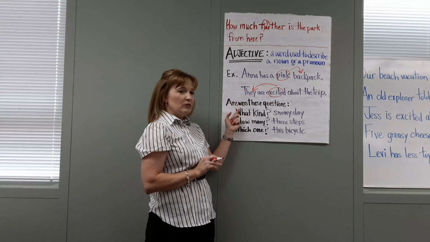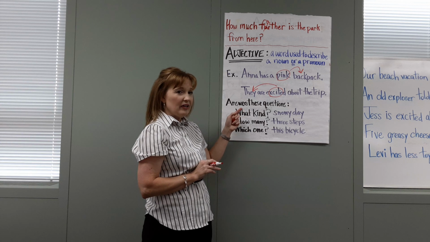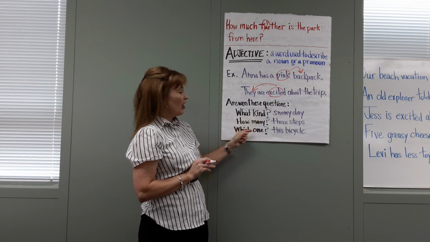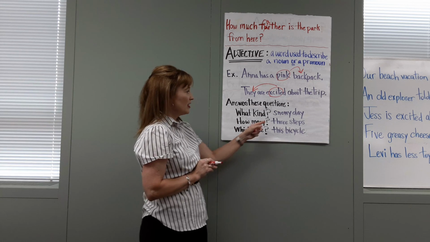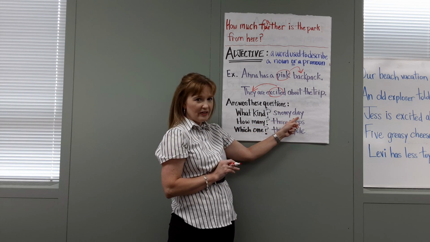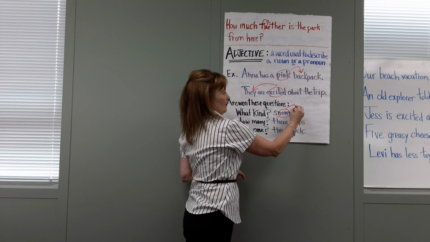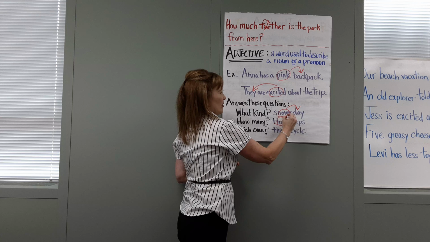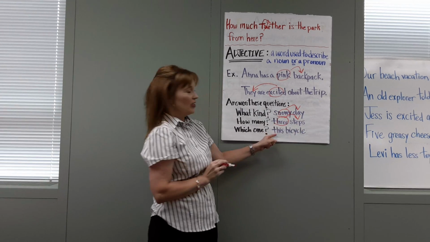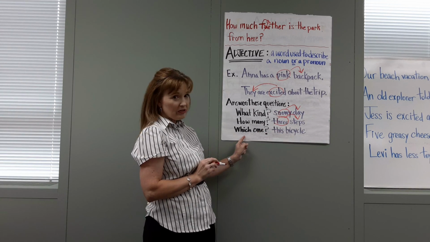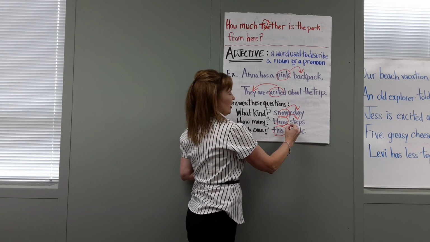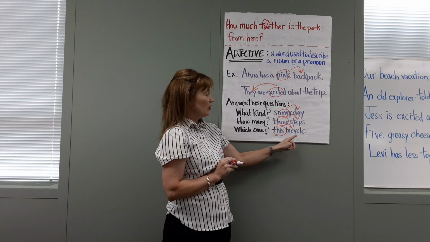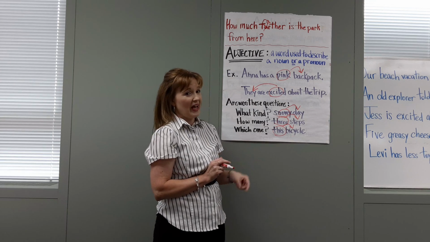Well, always when you're doing parts of speech, there are questions to ask to help you identify them. These are the 3 for adjectives. What kind, how many, and which one? And here's an example. What kind of day is it? It's a snowy day. How many? 3 steps. How many steps? 3 steps. This bicycle. Which bicycle? This bicycle. And remember, if this is by itself, it's a pronoun. But when it's telling which one and there's a noun there, it becomes an adjective.